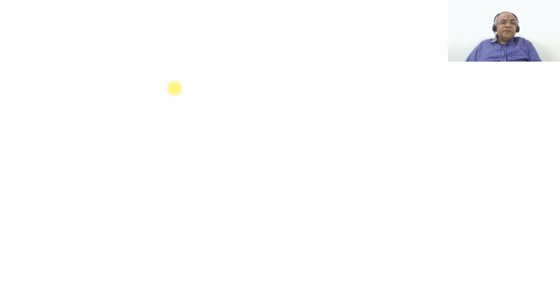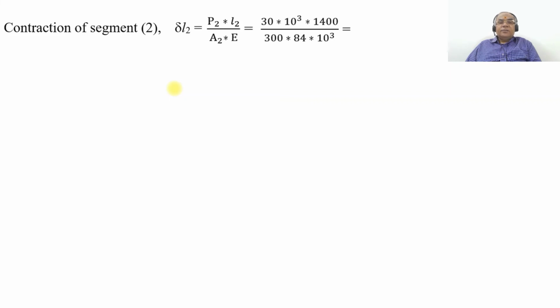Similarly, for the contraction of segment 2, because it is the compressive load which is applied, delta L2 is P2 into L2 by A2 into E. P2 is 30 into 10 to the power of 3, into L2 is 1400, divided by A2 is 300 into 84 into 10 to the power of 3. On simplification, you will get 1.6667 mm.